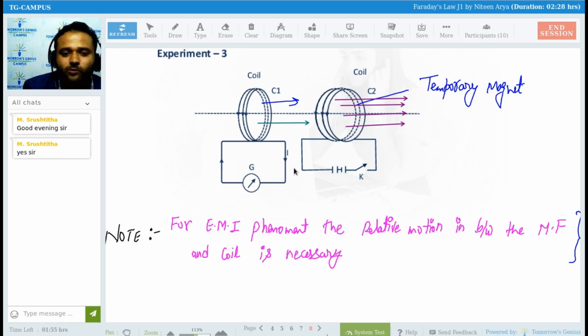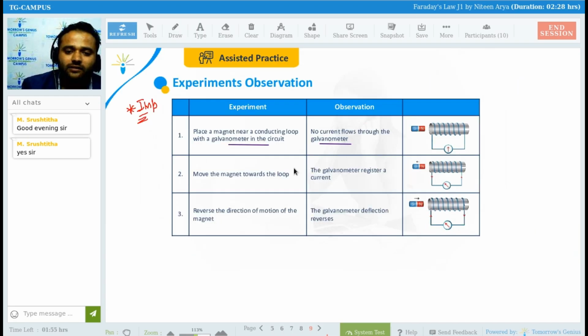The main thing is relative motion. I tell you guys, for the EMI, electromagnetic induction phenomenon, the relative motion between the magnetic field and the coil is necessary. So that is the thing. No current flows through, because you can see there is no arrow on this particular magnet.